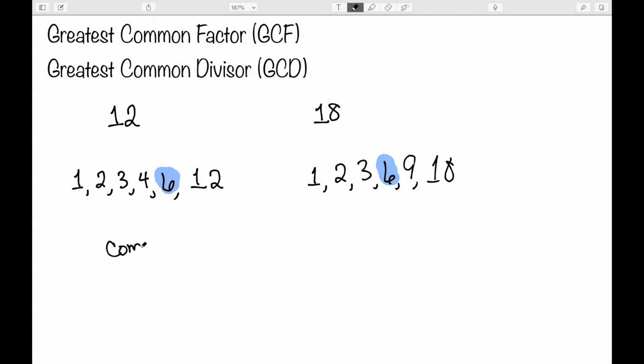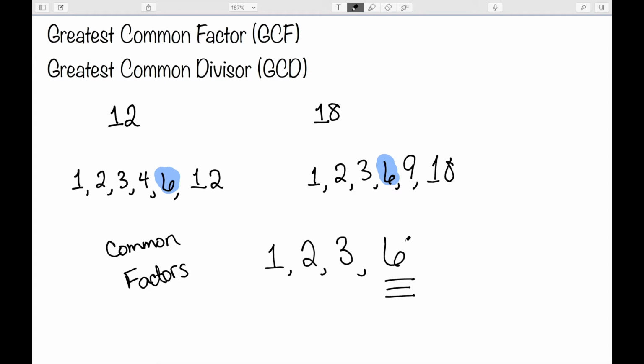So we can see they do have a set of common factors, things that are in common with both of them. They both have a 1, they both have a 2, they both have a 3, and they both have a 6. But the 6 is the largest, so the GCF would be equal to 6. And this right here is one of the methods for finding our greatest common factor, listing out all of the factors and seeing which one is the biggest. But let's look at some other methods.